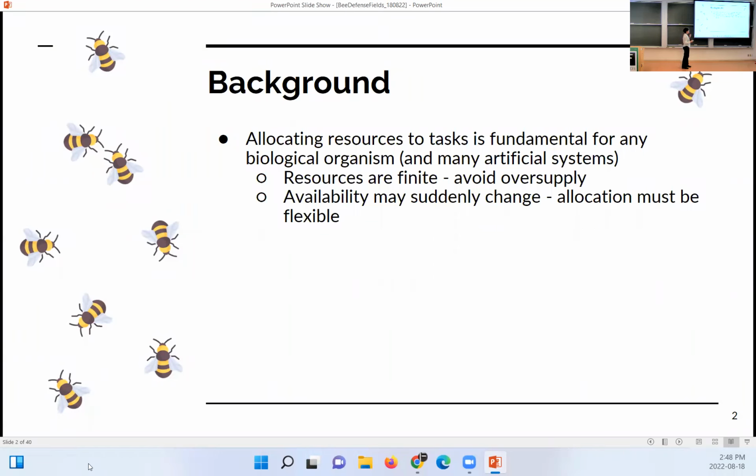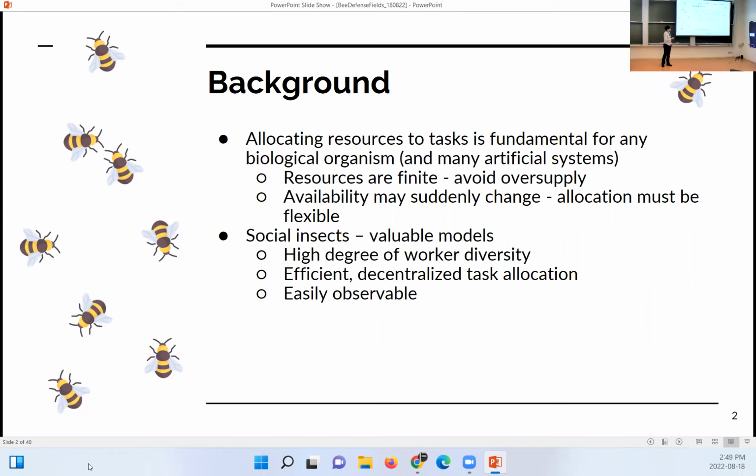There's basically two things that we're focusing on. One is resources are always finite, so you can't over-allocate resources to only one thing because that's a waste. And also availability of resources may suddenly change. So you may have a crisis in the supply of your resources, and you will have to respond to that fast enough, right? And social insects are great at these two things.